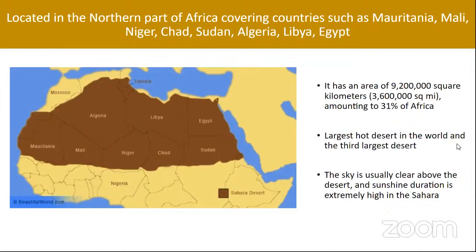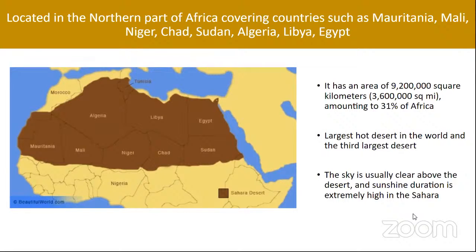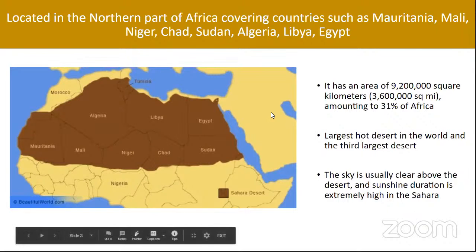Another thing I have come across is that the sky around the Sahara Desert is usually clear, and the sunshine duration is extremely high. From the few articles I read, the temperature there can go as high as 47 degrees. So the desert area is really, really hot.